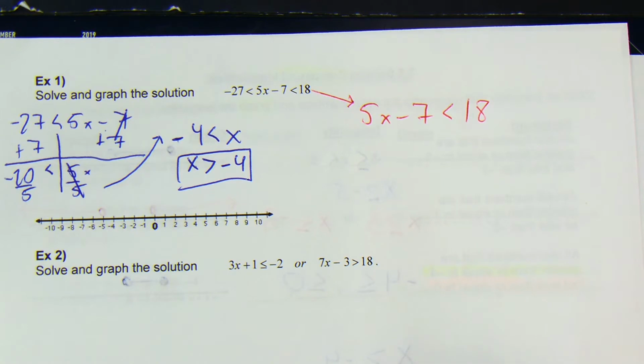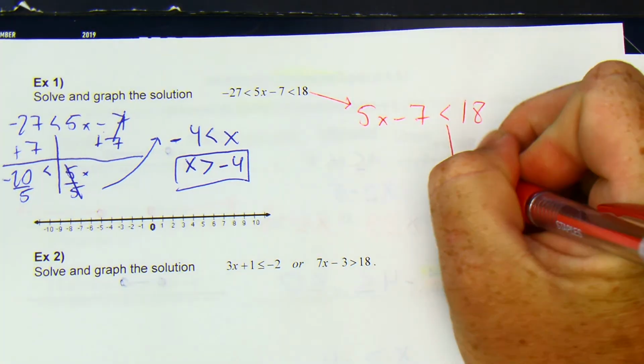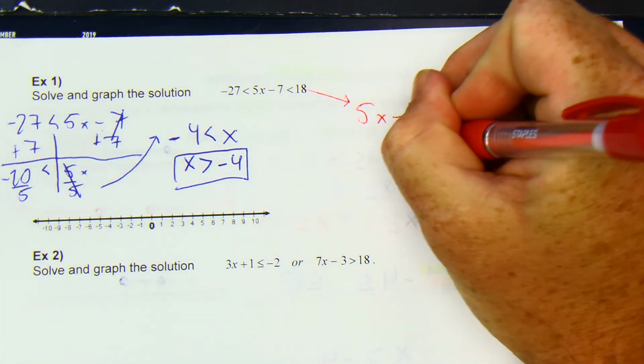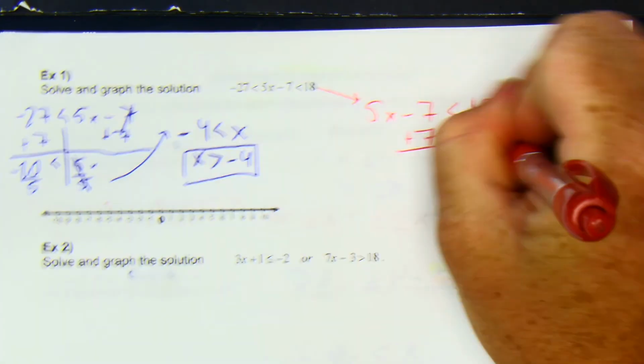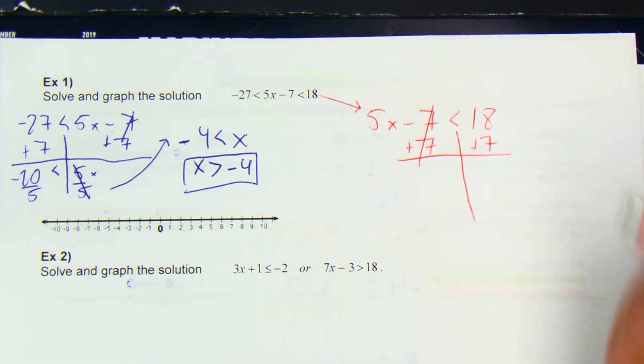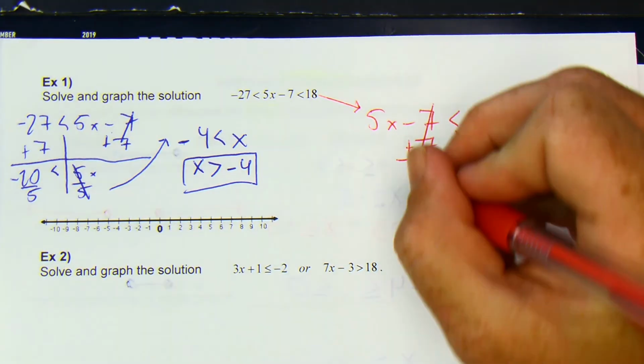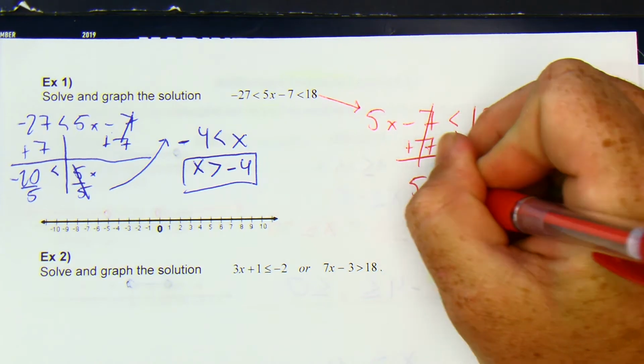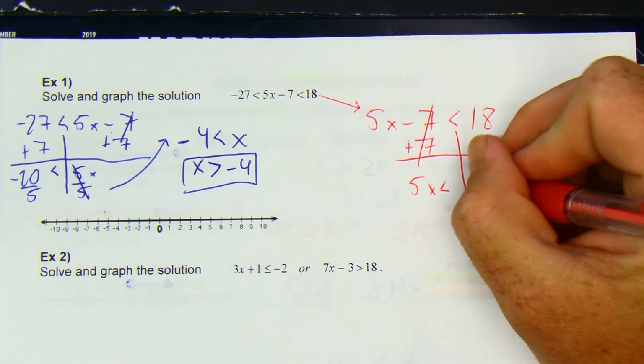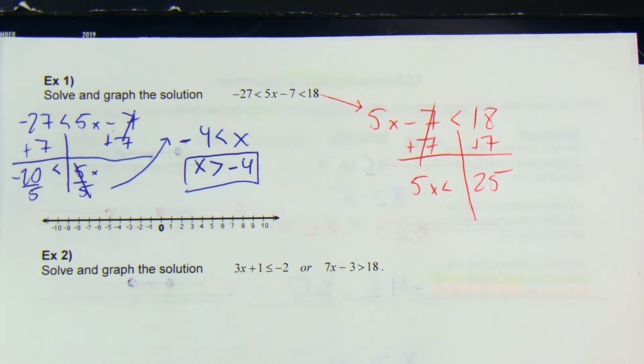So just like before, I'm going to add 7 to both sides because the opposite of a negative 7 would be a positive 7. So I'm going to add 7 to both sides. Okay, so negative 7 plus 7 cancels out. I'm left with 5x is less than, and 18 plus 7 would be 25.